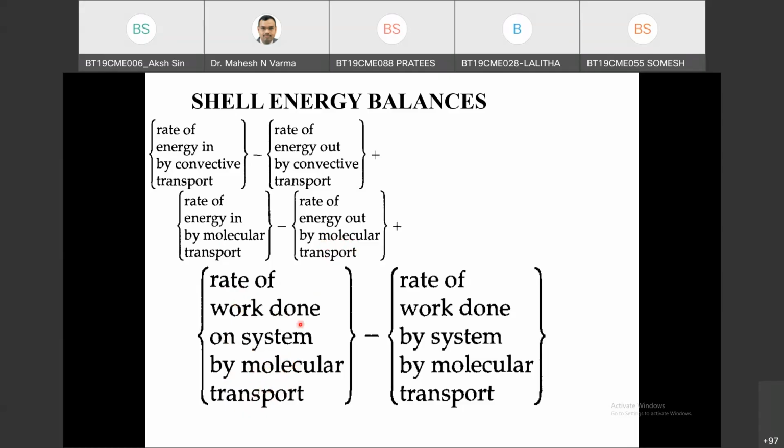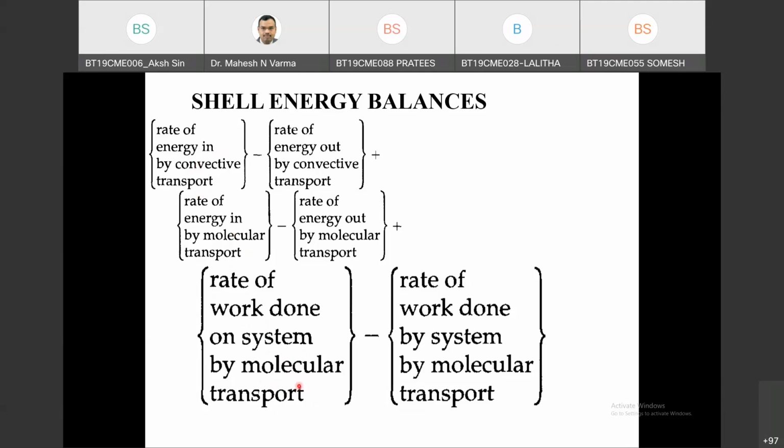That is the rate of work done. Work is also a form of energy. So the rate of work done on the system by molecular transport. This molecular transport and that molecular transport have slightly different physical meanings. This one means, at the level of molecules, without the motion of molecules, whatever energy is transported is conduction on the molecular level. But here, work done on a system by molecular transport means that if molecules are moving, then all the time this convection is associated with this rate of work done.